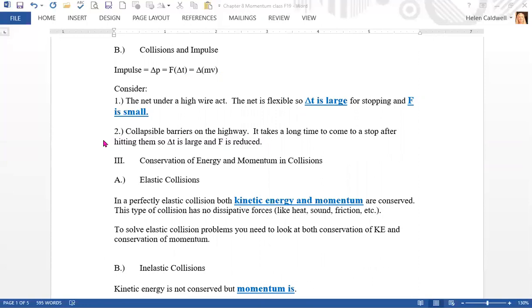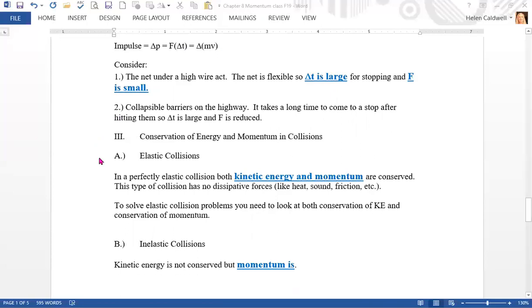Or take the guardrails that you'll see on roads. The guardrails are not so much there to keep you from going over, but to elongate your stopping time, to make it take longer for you to come to a stop and keep you from going over the edge. But you want to really increase your delta T. So let's look at conservation of energy and momentum in collision.